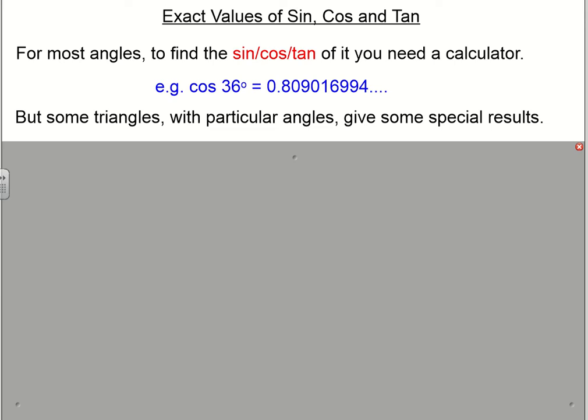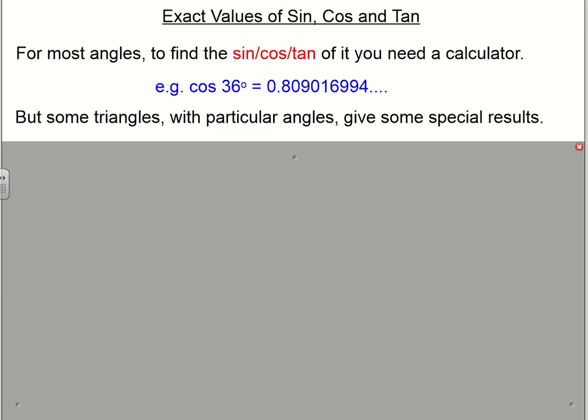If you haven't watched the video I've put out on rationalising the denominator yet, you need to do that one first because it pops up in this topic as well. For most angles, like cos 36, you'll get for sine and cos 0 point something, it'll be horrible, it'll go on forever, it'll be irrational, and for tan it's even worse because they're not even limited to between -1 and 1.